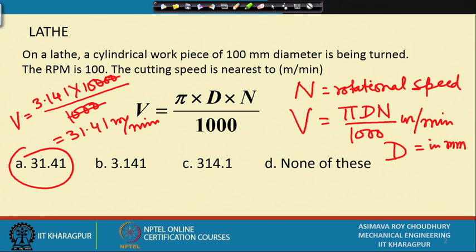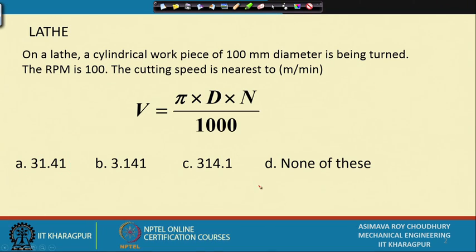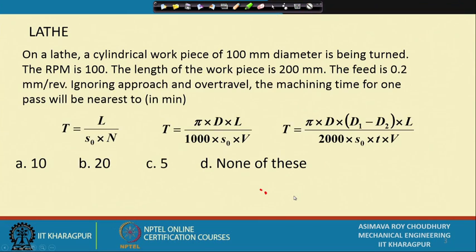Next. On the lathe, a cylindrical workpiece of 100 millimeter diameter is being turned. The RPM is 100. The length of the workpiece is 200 millimeters. The feed is 0.2 millimeters per revolution. Ignoring approach and over travel, the machining time for one pass will be nearest to, in minutes, 10 minutes, 20 minutes, 5 minutes, none of these.